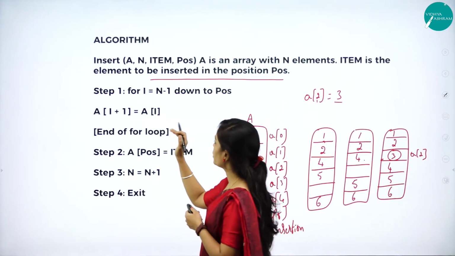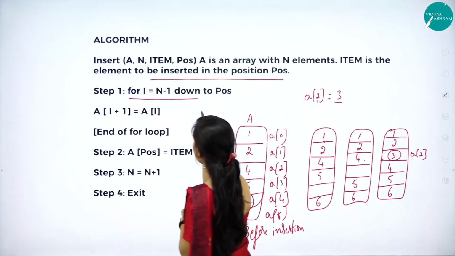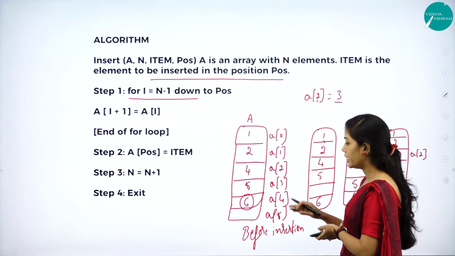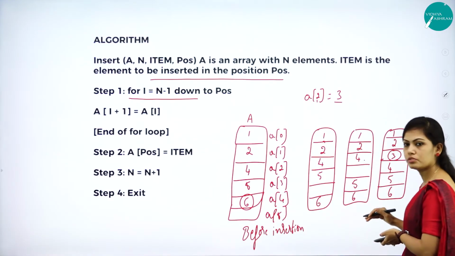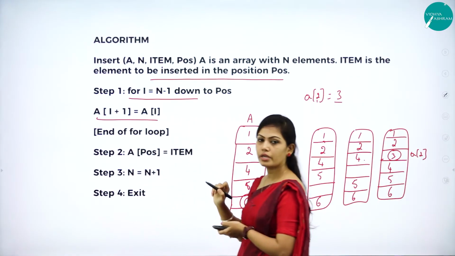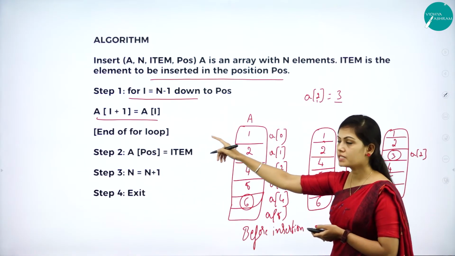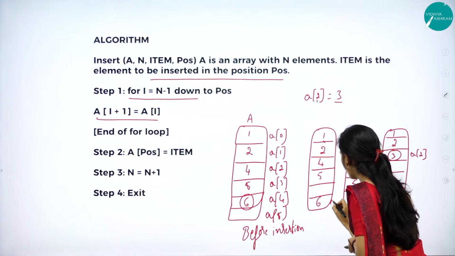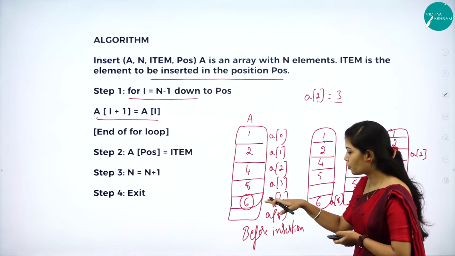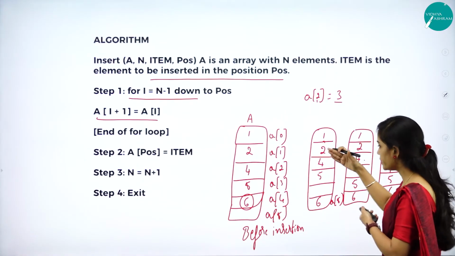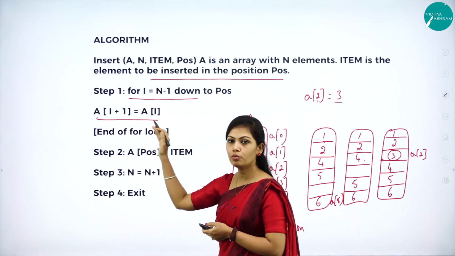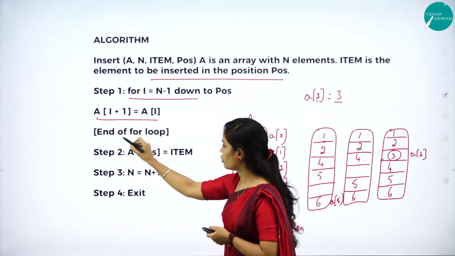So what is your algorithm? For I is equal to n minus 1 down to position. I is decremented, meaning in every step you go down, and A of I plus 1 is equal to A of I. A of I plus 1 is equal to A of I means one value is incremented. Before, it was till A of 4. I have added one more element, so one value will be incremented, and end of for loop.